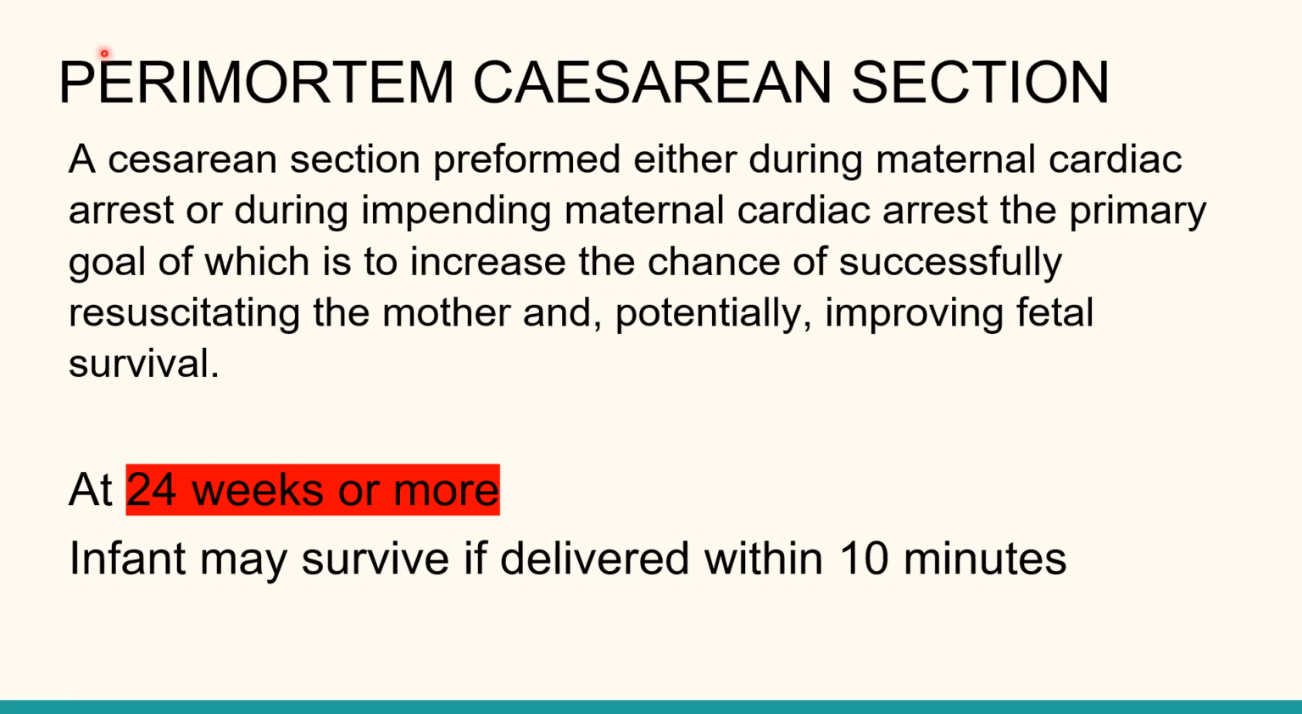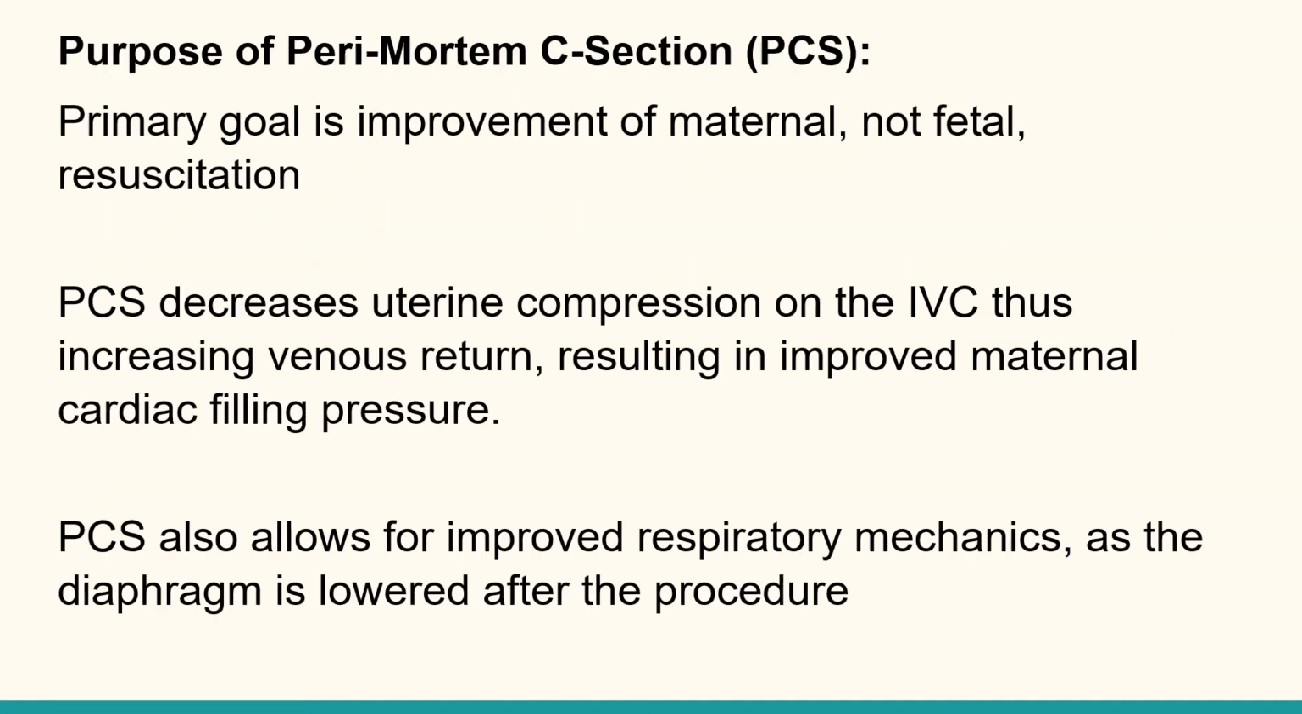Now let us see what is perimortem caesarean section. A caesarean section performed either during maternal cardiac arrest or during impending maternal cardiac arrest, the primary goal of which is to increase the chance of successfully resuscitating the mother and potentially improving the fetal survival. It is only done if the mother has crossed 24 weeks or more. Infant may survive if delivered within 10 minutes.